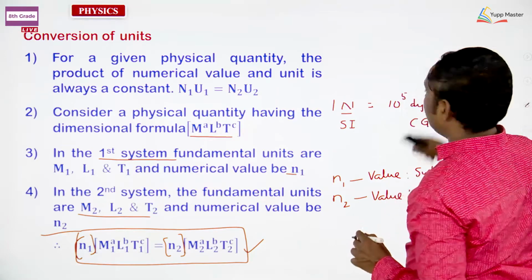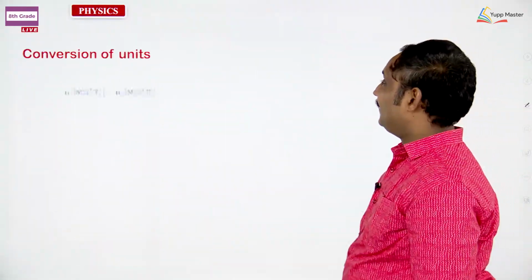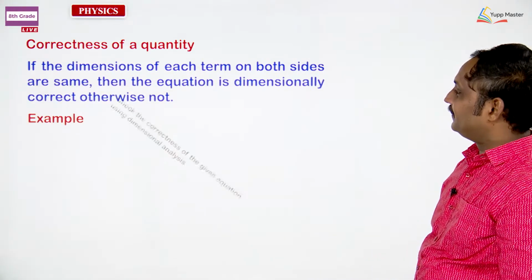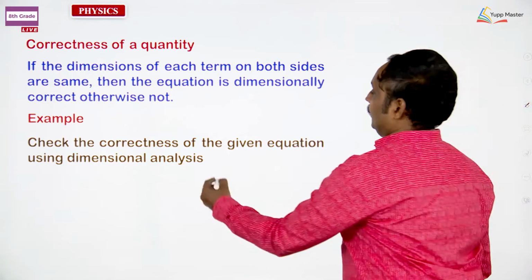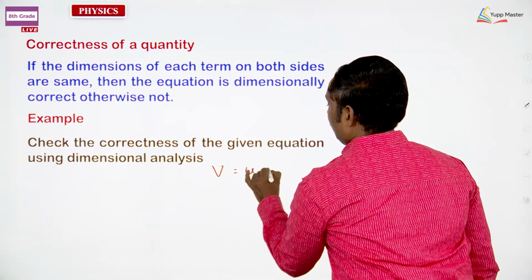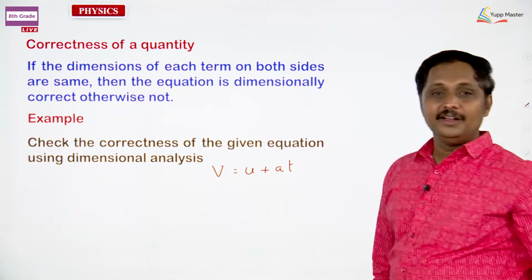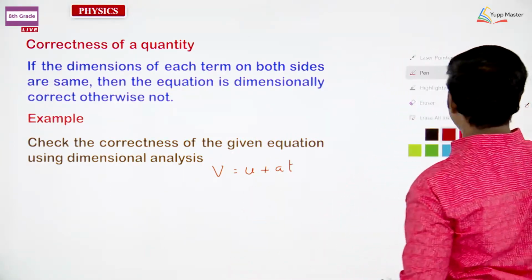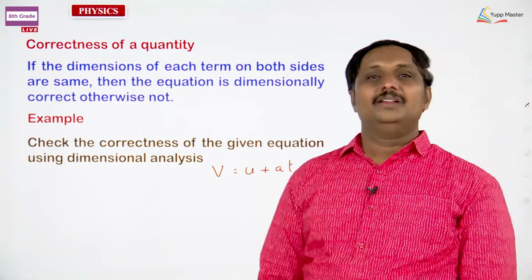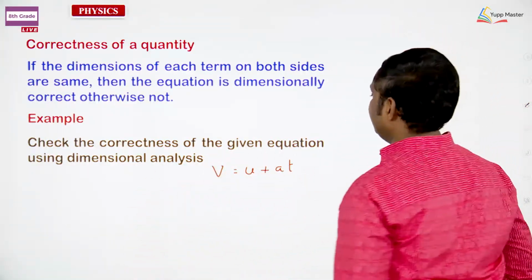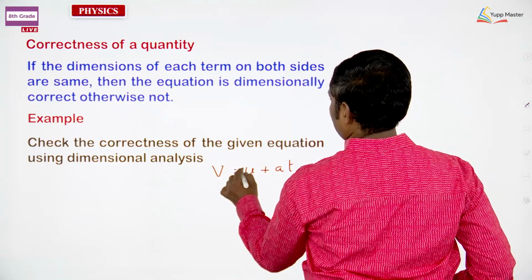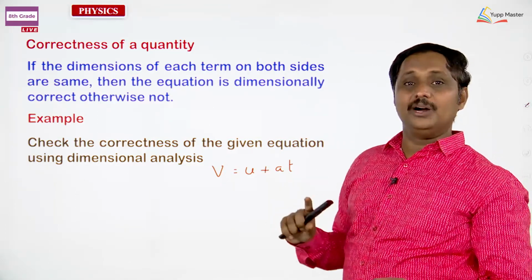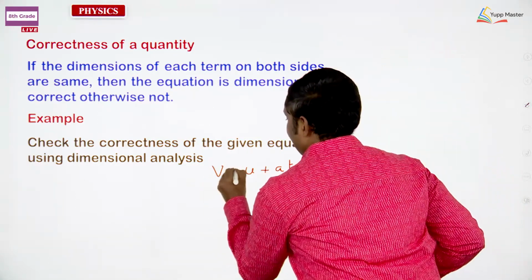Now, let us go for another one: conversion of units and correctness of equation. We have taken that example, V is equal to U plus AT, very clear. We have verified that. How can you verify this? Let us see. Whether it is the correct relation or not, how will you confirm?